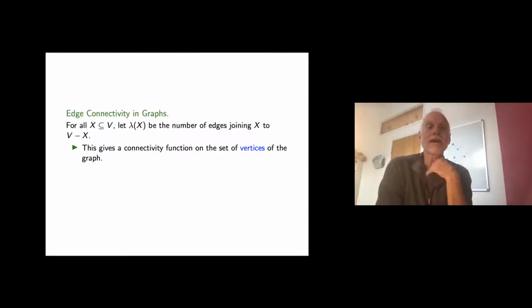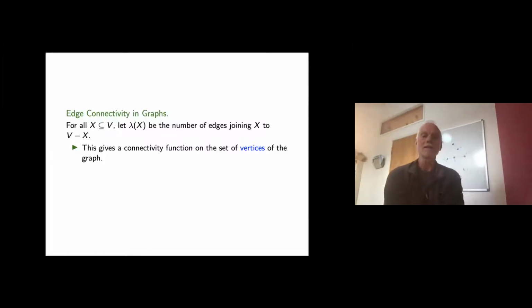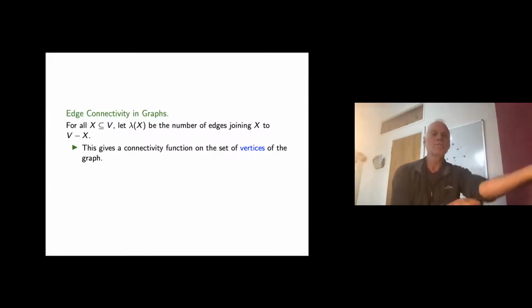Edge connectivity in graphs can be captured in a similar way, but we do the reverse thing. Now we get a connectivity function on the set of vertices of the graph, and we let lambda of X be the number of edges joining a set of vertices to its complement. It's an easy thing to see. You partition the vertices and look at how many edges go from one part to the other. You could use the language of cuts, but there's a question of how precisely cuts are defined, so I prefer not to use that language.